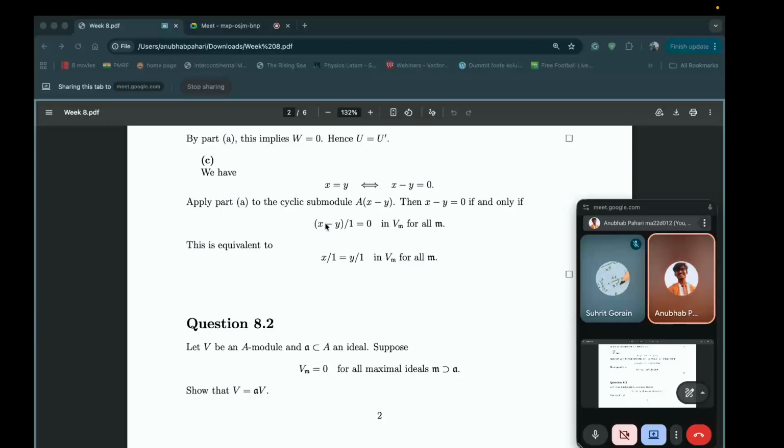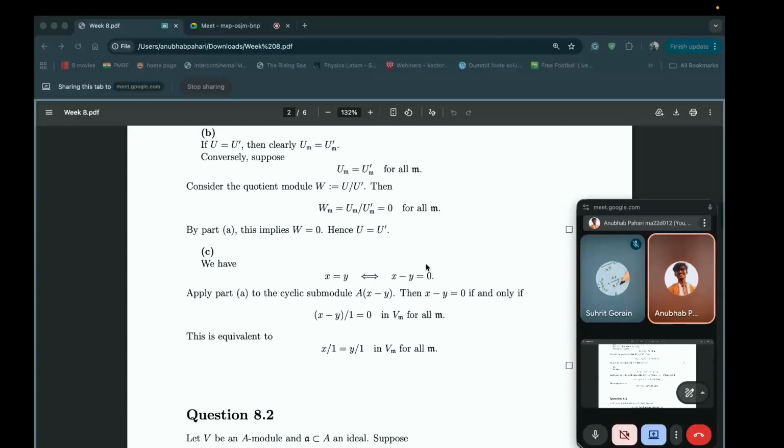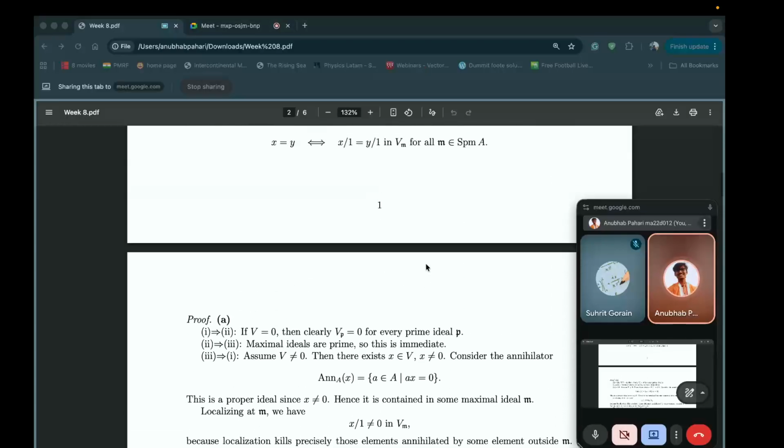And now this is equivalent to saying that x/1 equals y/1 in V_m for all m. So I hope this is clear. If not, you can ask me a question.